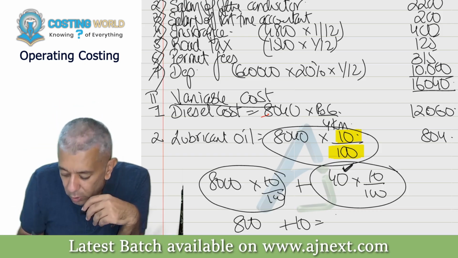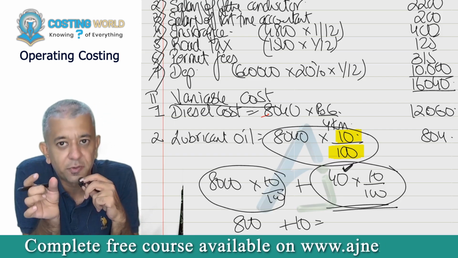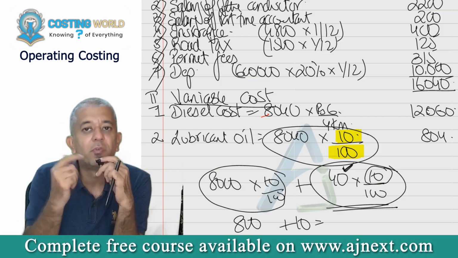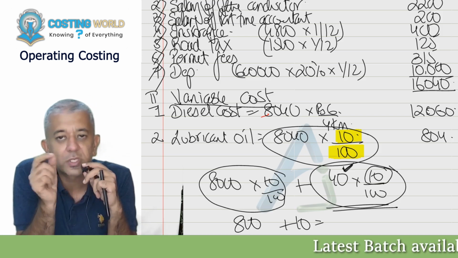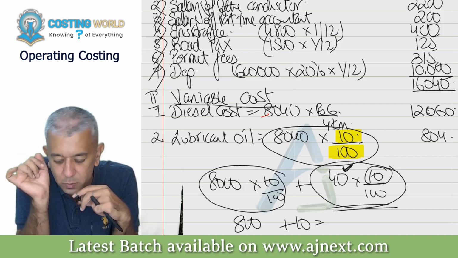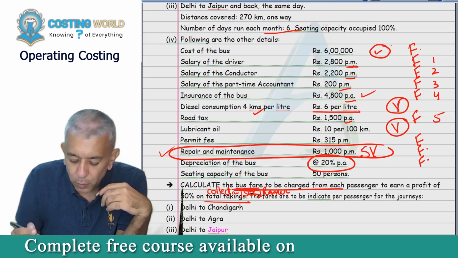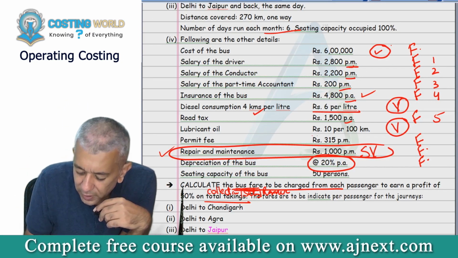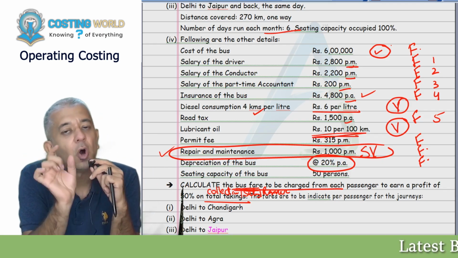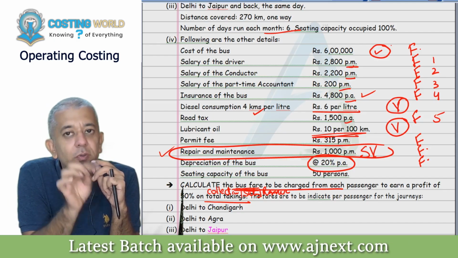So I am not going to be thinking like this, sir, whether it is 40 kilometers or 50 or 60 or 70, 10 rupees will get incurred. If they wanted us to be doing like that, those guys would have given us words, and those words would be that lubricant oil will be rupees 10 for every 100 kilometers or part thereof.